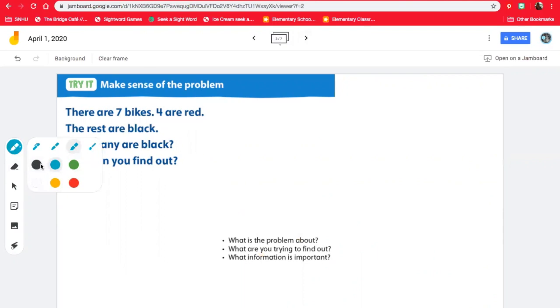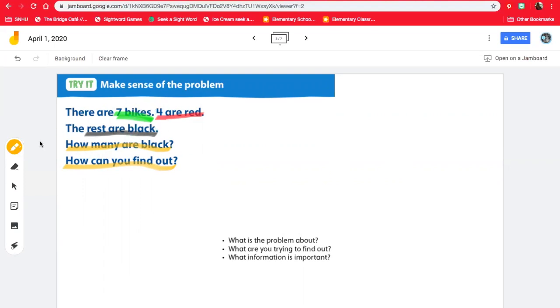Well, according to the problem, we know that there are a total of 7 bikes. We know that how many are red? 4 are red. How many are black? The rest are black. But we don't know how many are black, so we need to figure out the answer to our problem. How many are black? And how can we find out? So those are the 2 questions we need to answer, and here's the important information that we know.